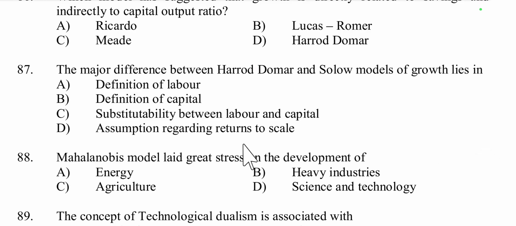Then question number 87. The major difference between the Harrod-Domar and Solow models of growth lies in the definition of labor, definition of capital, substitutability between labor and capital, or assumption regarding returns to scale. The major difference lies in substitutability between labor and capital, option C, because Harrod-Domar assumes a fixed proportion of capital and labor, with no substitution, and Solow allows substitutability between labor and capital using a Cobb-Douglas production function. So substitutability between labor and capital is the right answer.